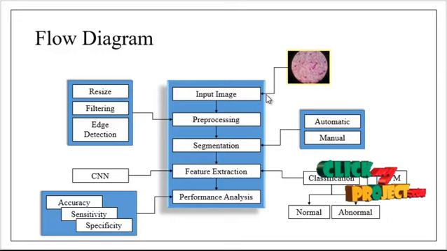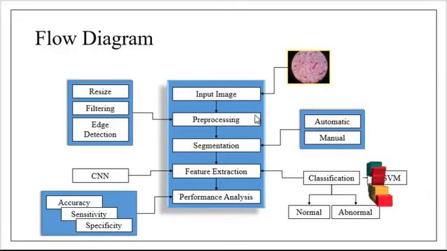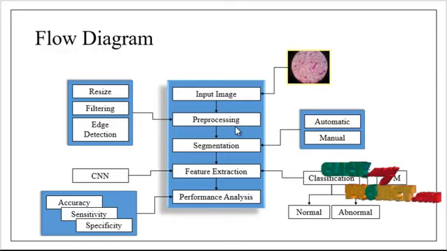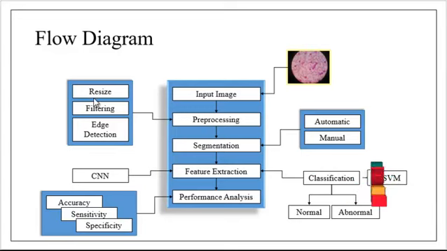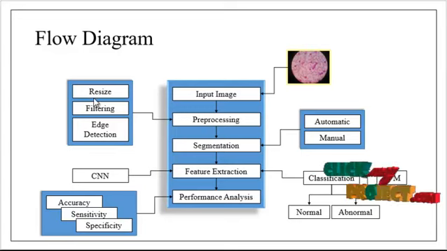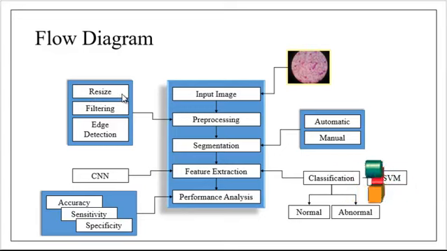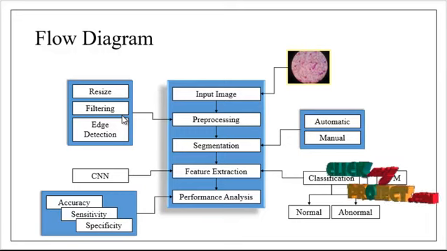After taking any one image from the dataset, the pre-processing will be carried out. In these pre-processing steps, we have three kinds of steps. The first one is resize, where the image will be resized into a given aspect ratio of rows and columns. Then filtering is applied to remove the noise present in the image. If there is any noisy pixel in the image, it will be removed in the filtering step. After filtering, edge detection will be carried out.